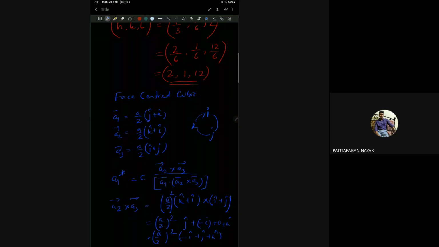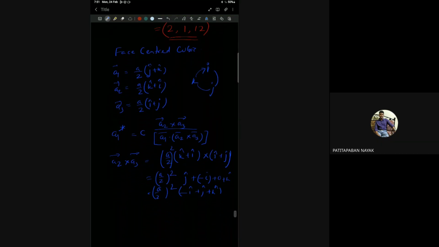And the volume that you can actually find out is A1 dot A2 cross A3. If you find it out, this will be (A/2) to the power 3. You can verify it yourself.